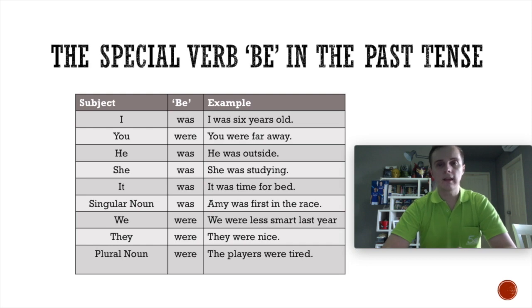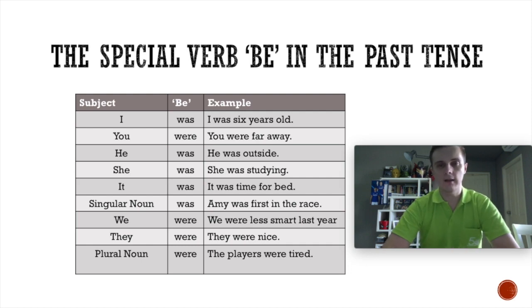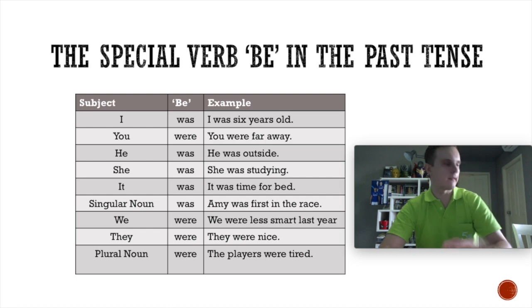We use the form were when we have the pronouns we and they. We were less smart last year, they were nice. We also use were with plural nouns, like the players were tired.